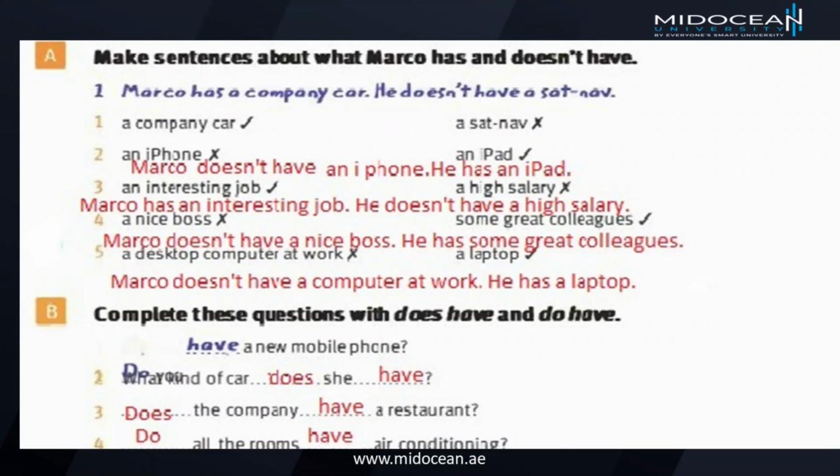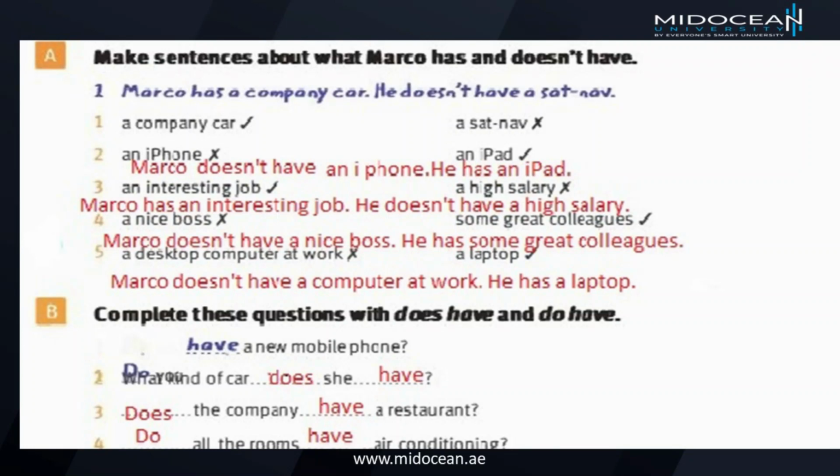Activity A: make sentences about what Marco has and doesn't have. Okay, let's check the answers. As you see, the first example is already done for you. I move on to example number 2. Marco doesn't have an iPhone. He has an iPad.